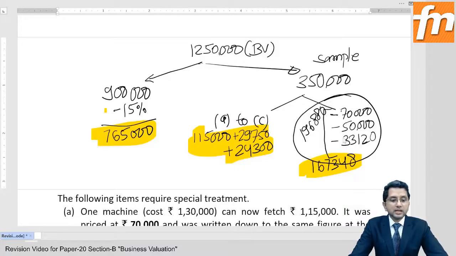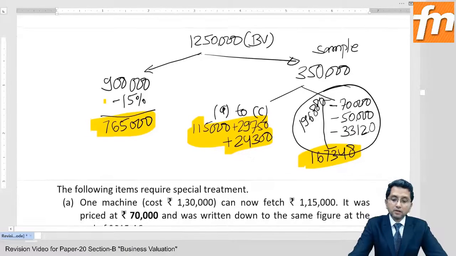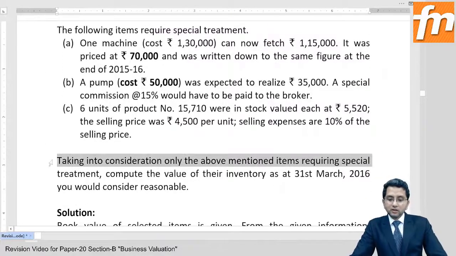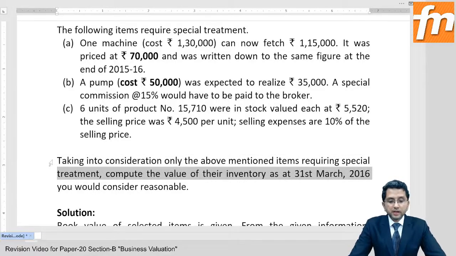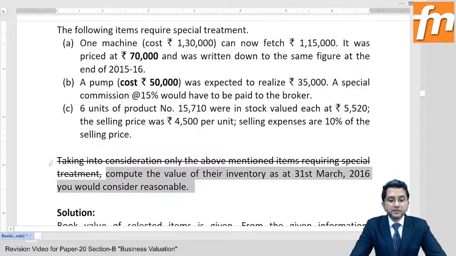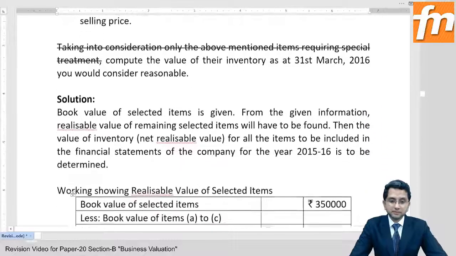Now, rest of the inventory, if this is reduced by 15% in general, this should also be reduced by 15%. So, when you make sum of these three parts highlighted yellow, you will finally get valuation of inventory. Okay. So taking into consideration only the above mentioned items required special treatment, compute the value of their inventory as at 31st March 2016, you would consider reasonable. This line is useless.